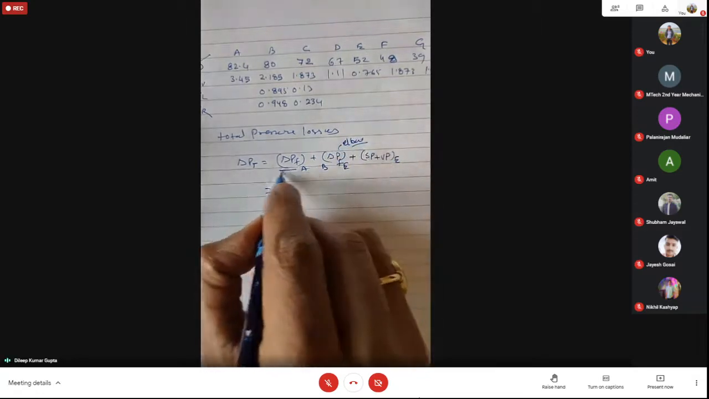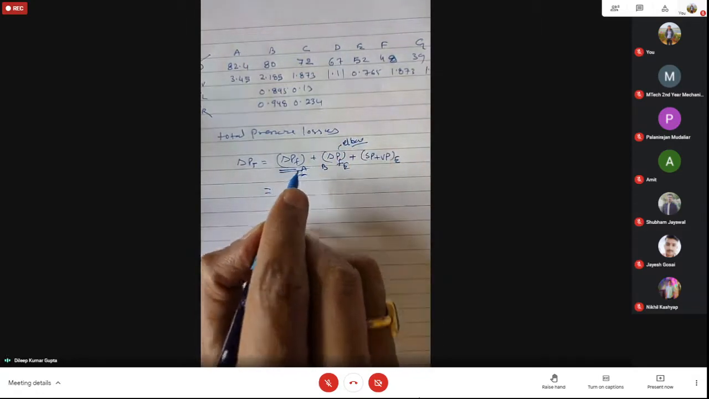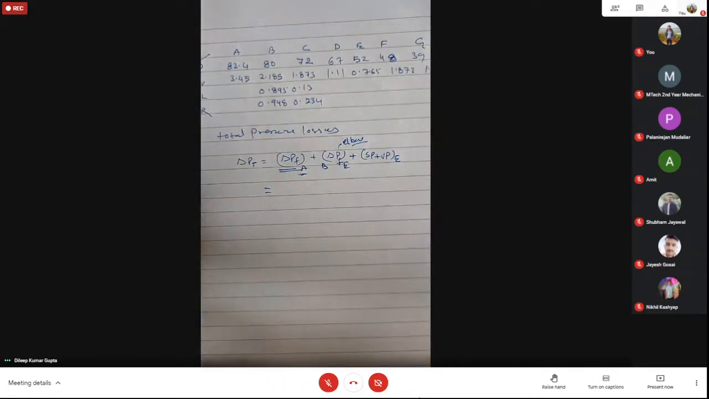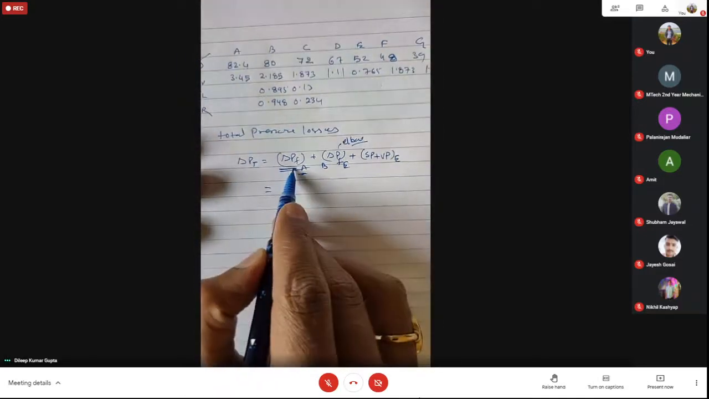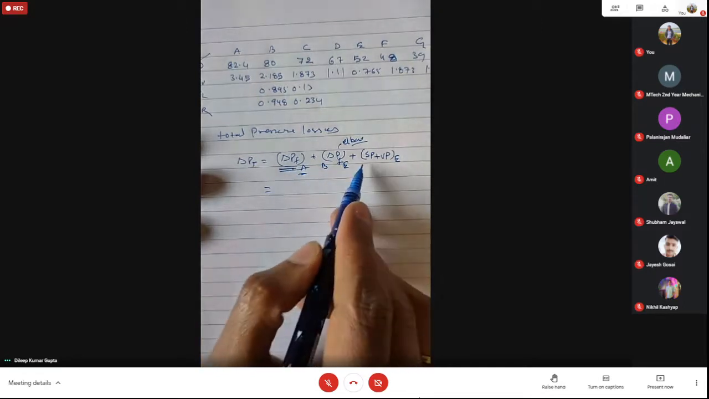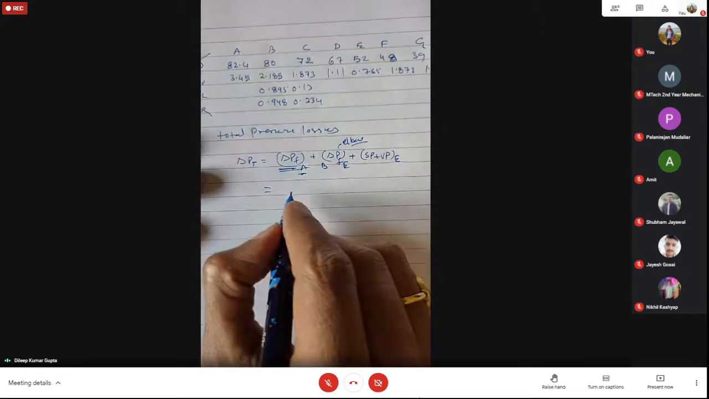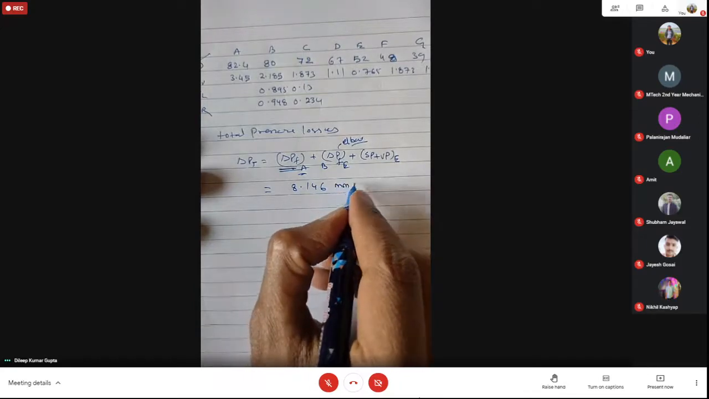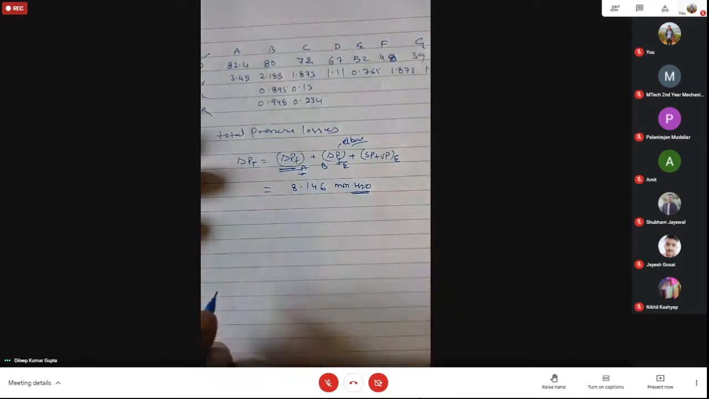Please keep in mind that only friction losses will be considered here. The rest of the friction losses will be compensated by the regain factor. So we will not take the whole pressure losses here, only section A pressure losses will be taken. Then solve this, and we will get the value of 8.146 mm of water for this condition.